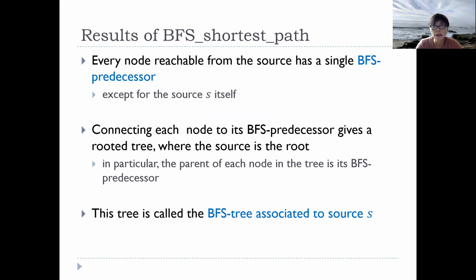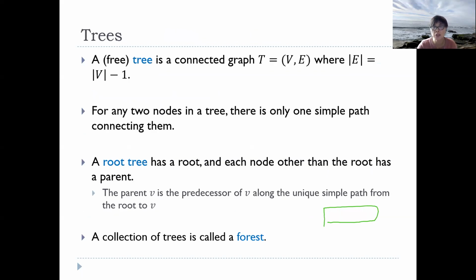In particular, this BFS tree is associated to a source S. It simply consists of all the edges connecting a node and its predecessor. And you can think that in terms of the tree, the predecessor of the node is its parent in the tree. There's one node which doesn't have a predecessor, that's the source node, and that's the root of this tree. We're going to see an example in a minute, but in general, you're probably all familiar with trees.